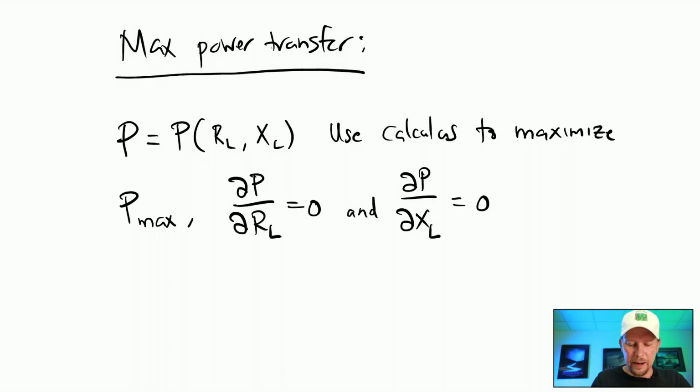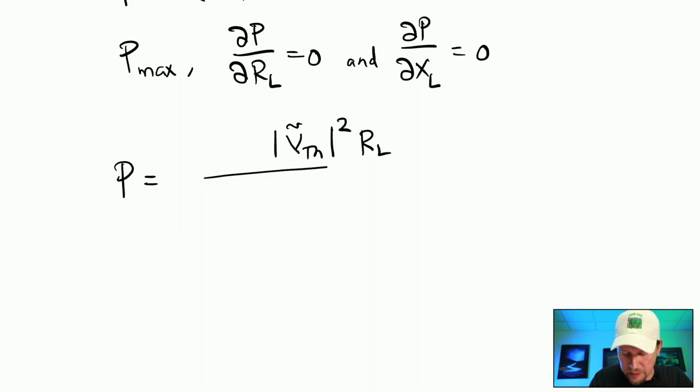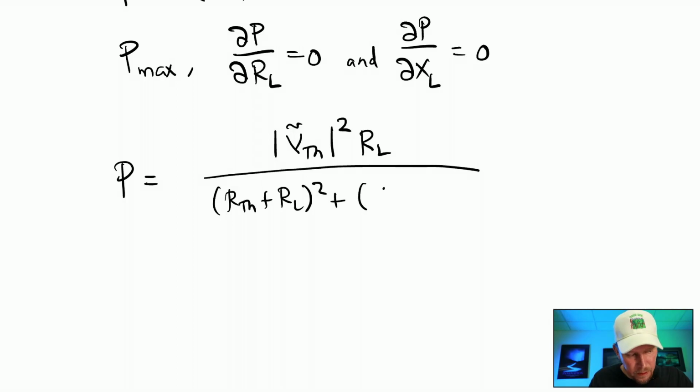And we had concentrated our efforts on really finding out what that actually was. And what we found was that the power was equal to the Thevenin voltage squared times the load resistance divided by the Thevenin resistance plus the load resistance, quantity squared, plus the Thevenin reactance plus the load reactance, quantity squared. And this is where we had actually left off.